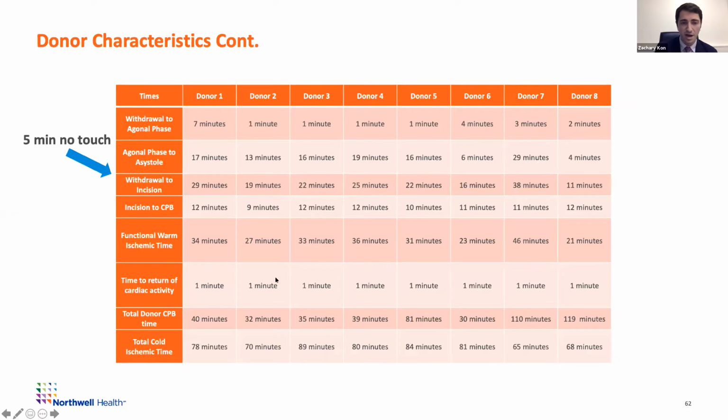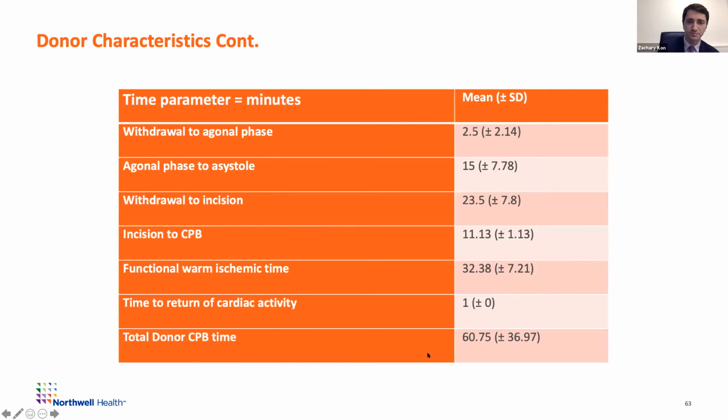So I think that's, again, a very promising sign that these hearts are going to do well despite any amount of warm ischemic injury that they suffered, although the caveat being these are relatively short periods of time. And then the cold ischemic time after we cross-clamped and took the heart out was around 60 to 80 minutes for most patients. These are just the averages of the table I just showed you. But again, withdrawal to incision was usually around 20 to 25 minutes.